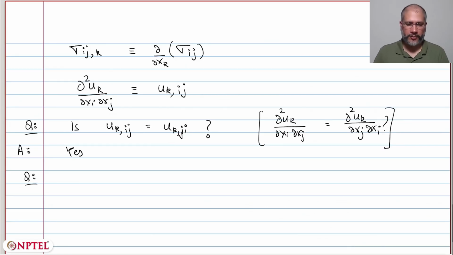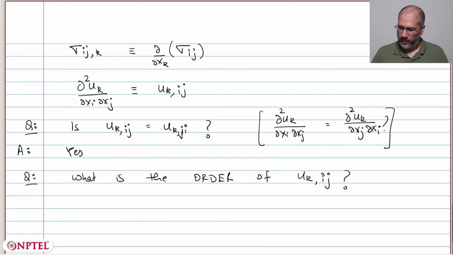The next question I have for you is, what is the order of the quantity uk comma ij? Now see, this quantity by itself is a tensor. We'll discuss more about it in the next lecture, but for now the question is only about the order. And you know that simply the order is the number of free indices in the term. So in this case, we have 3 free indices, both i, j and k are free. So the order of this is 3.